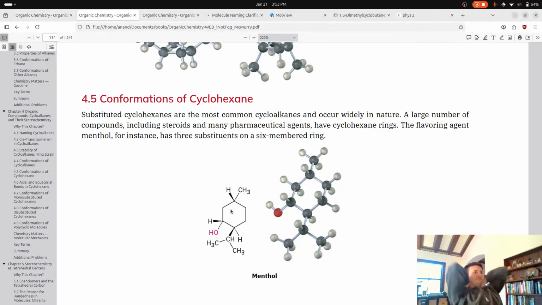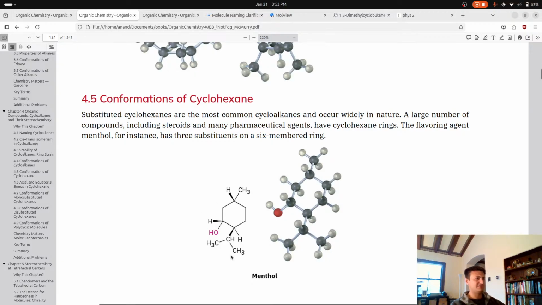All right, conformations of cyclohexane. Substituted cyclohexanes are the most common cycloalkanes and occur widely in nature. A large number of compounds, including steroids and many pharmaceutical agents, have cyclohexane rings. The flavoring agent menthol, for instance, has three substituents and a six-membered ring.